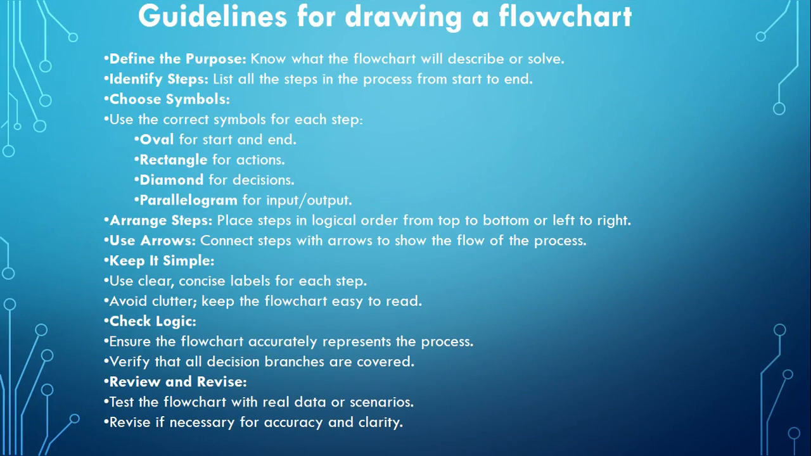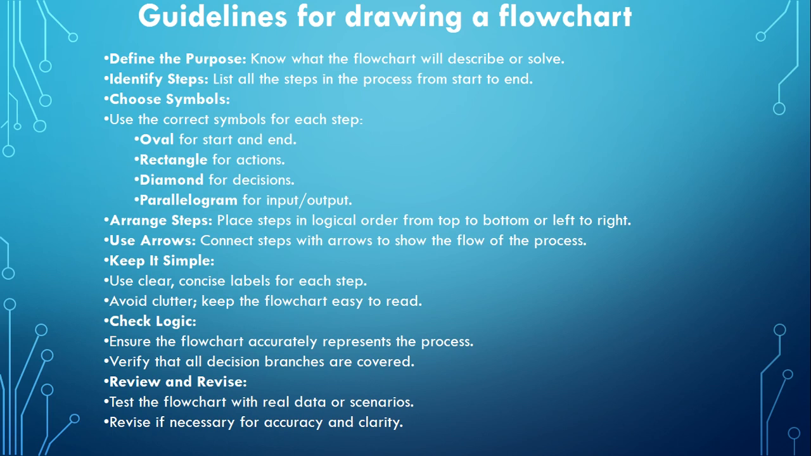So, number one, you define the process. Know what the flowchart will describe or solve. Identify the steps. List all the steps in the process from start to end. Then choose symbols wisely. Just like I have described in my previous session, there are symbols like the oval.